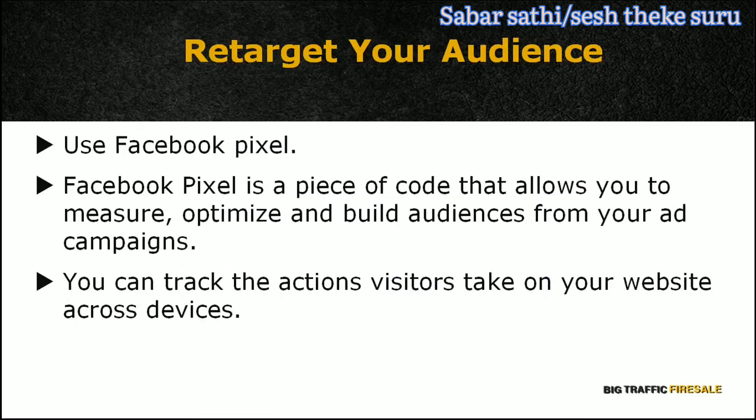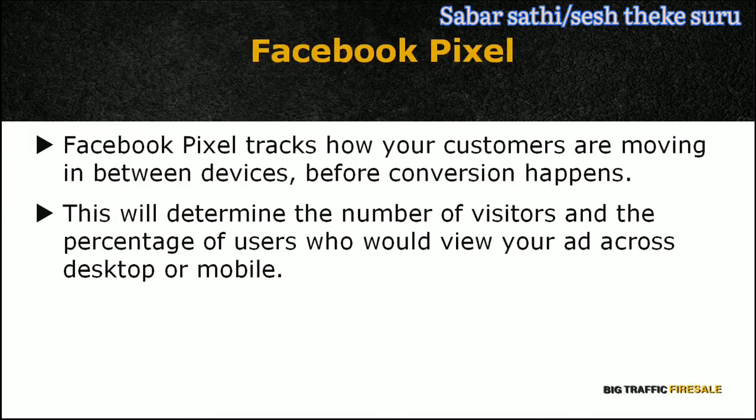The second step is to retarget your audience on your Facebook advertising campaigns with Facebook Pixel. Facebook Pixel is a piece of code that allows you to measure, optimize, and build audiences from your ad campaigns. One of the biggest advantages that Facebook Pixel has is where you can track the actions visitors take on your website across devices, and this will inform you on the performance of your Facebook ads. Among the various interactions that Facebook Pixel is tracking is how your customers are moving between devices before conversion happens.